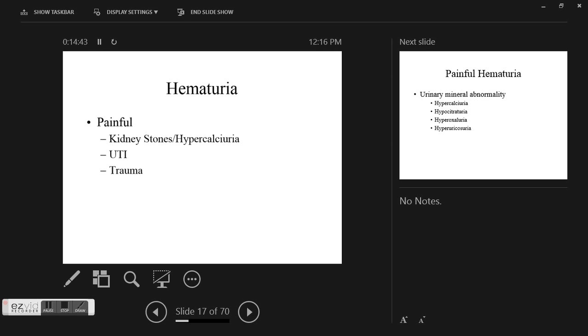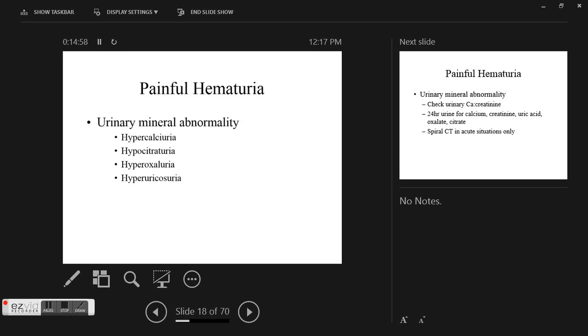UTI, trauma, easiest ones to rule out, and then you've got kidney stones, hypercalciuria, and we're going to talk about that, but I like to lump that together as urinary mineral abnormalities because I think that's a more accurate term. We now know, contrary to what we used to know, that it's not just hypercalciuria. That's one of the etiologies, but it actually could be hypocitraturia, citrate being a protective component of the urine, could be hyperoxaluria, and it could be hyperuricosuria.